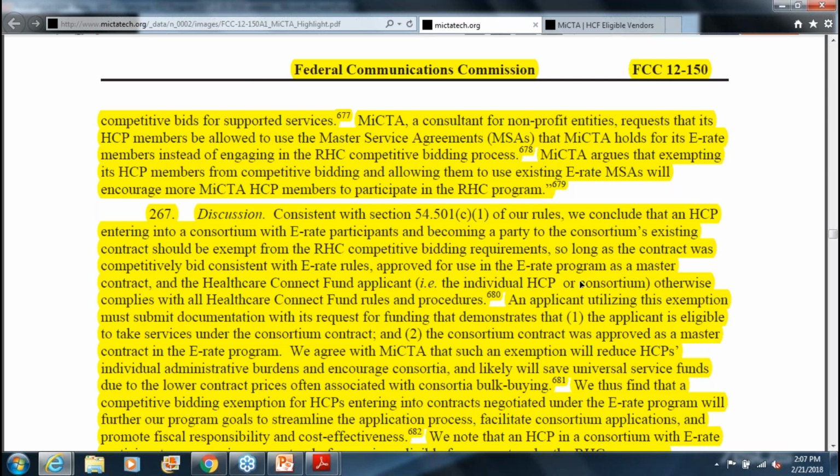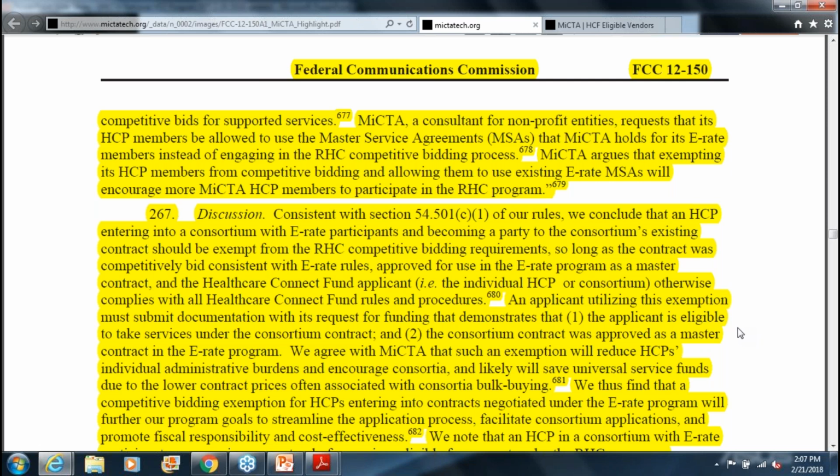So in order to take advantage of this exemption, for our MiCTA members, and by the way, they do not have to be an existing MiCTA Healthcare Connect Fund HCP member prior to the passage of this order. Any of the HCP eligible entities in the country can join MiCTA and take advantage of this exemption. So you can see where they say the applicant is eligible to take services under the consortium contract, and these are the two requirements, and the consortium contract was approved as a master contract under the E-rate program.